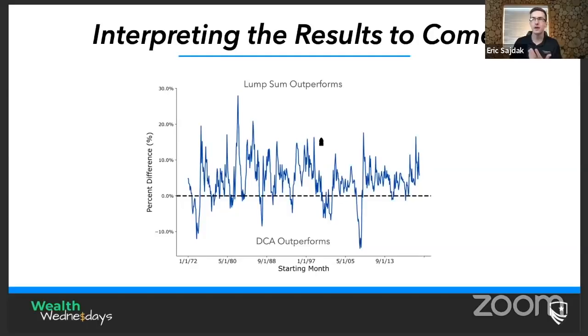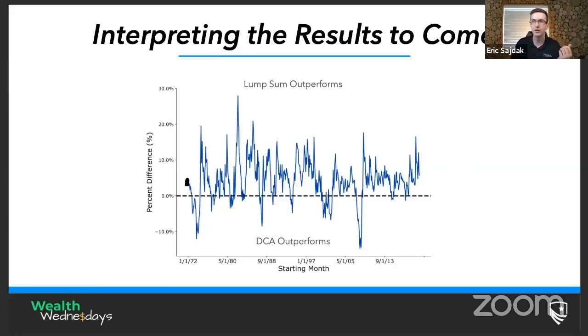This is basically an outperformance chart where we have this line here that's 0%. When the data points are above this line, it means that lump summing outperforms. When data is below this line, it means that dollar cost averaging outperforms. Basically, what this shows is a rolling chart moving through time. So if we start this period in January of 1972, we're looking at, if we lump summed in January of 1972, or we invested over the next 12 months, the differential between essentially what would have been the better option.